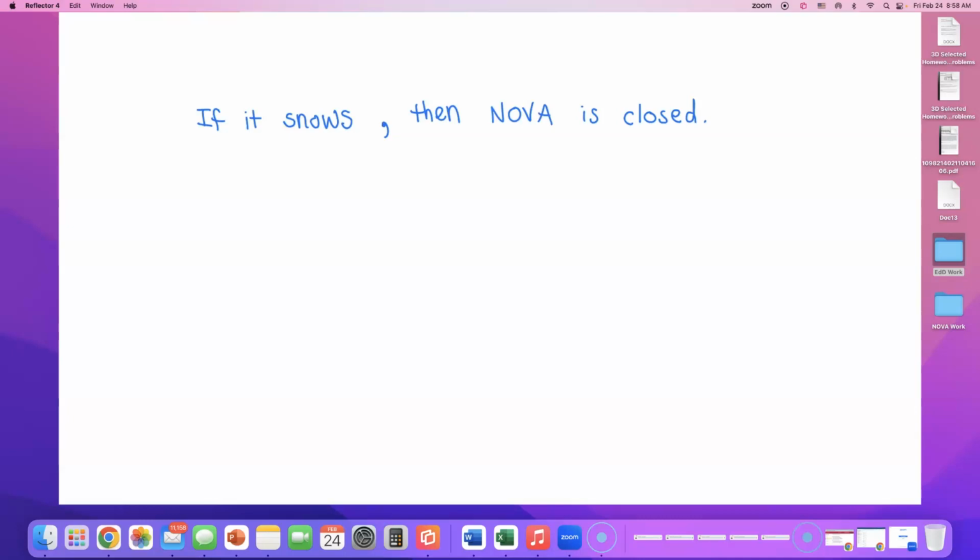Look, P is it snows. So that's going to be my hypothesis. I'll write P there. Conclusion is Nova is closed. That's going to be, I'm going to write Q for this. So if that is your conditional statement, what they mean by write a converse is to switch P and Q. You just have to switch it, okay? So the original order is P implies Q, right? Converse is Q implies P.